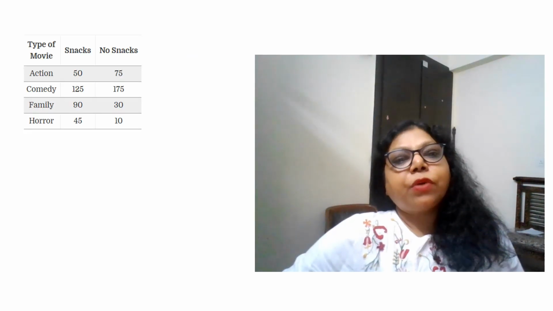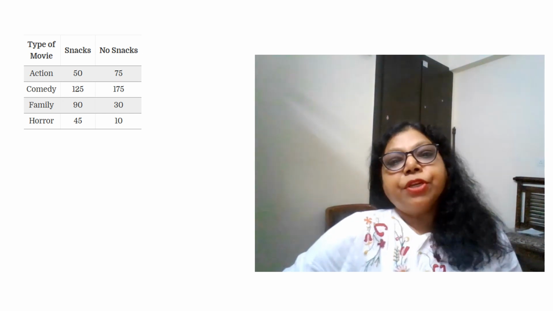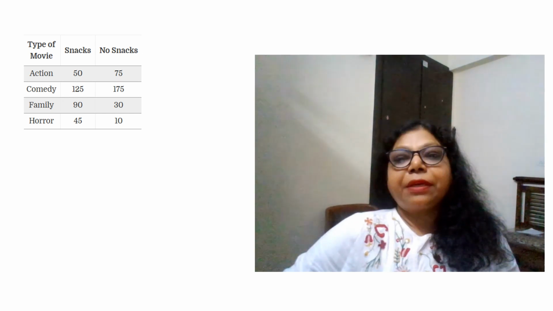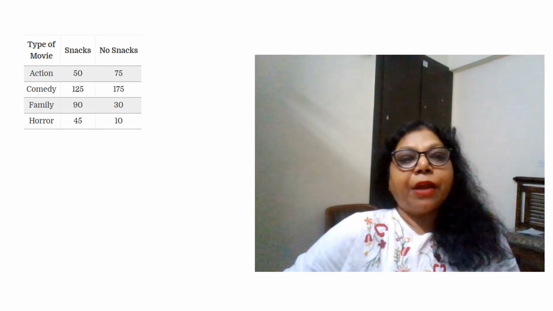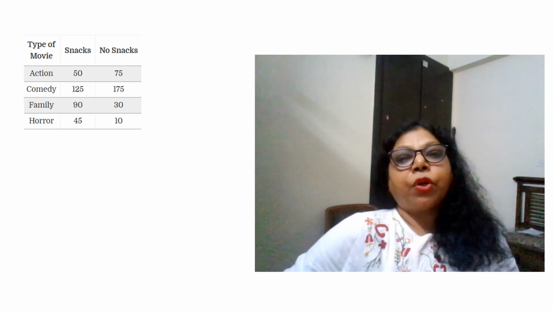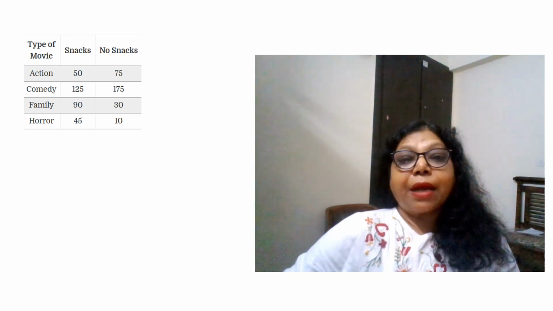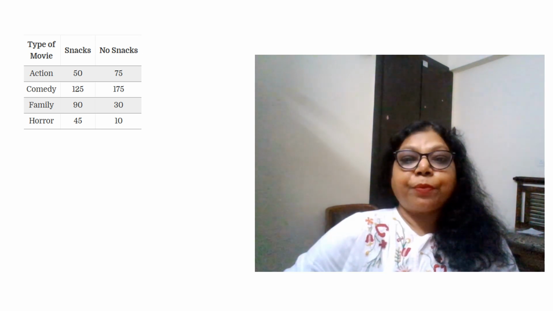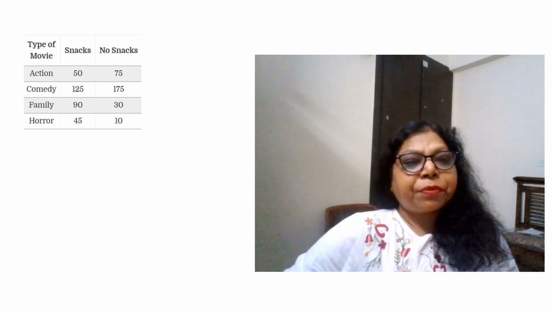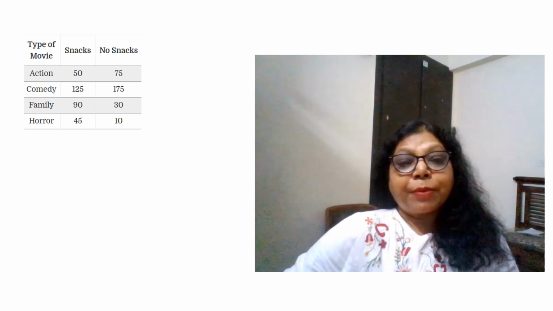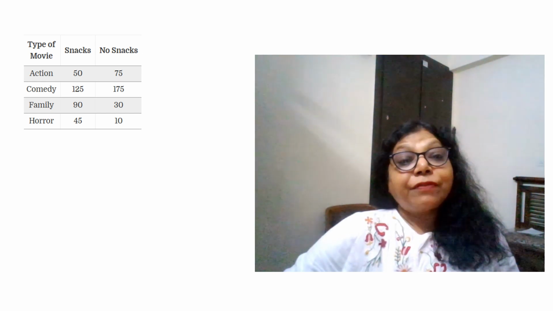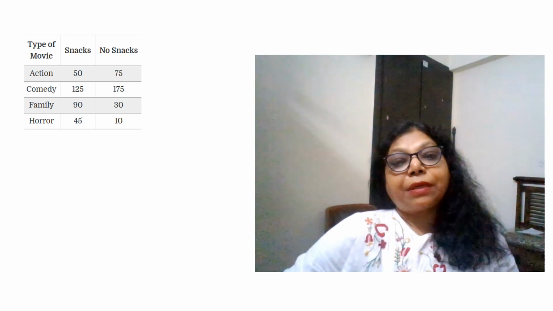Let's take a closer look at the movie snack example. Suppose we collect data for 600 people at our theater. For each person, we know the type of movie they saw and whether or not they bought snacks. So let's start by answering, is the chi-square test of independence an appropriate method to evaluate the relationship between movie type and snack purchases? We have a simple random sample of 600 people who saw a movie at a theater.